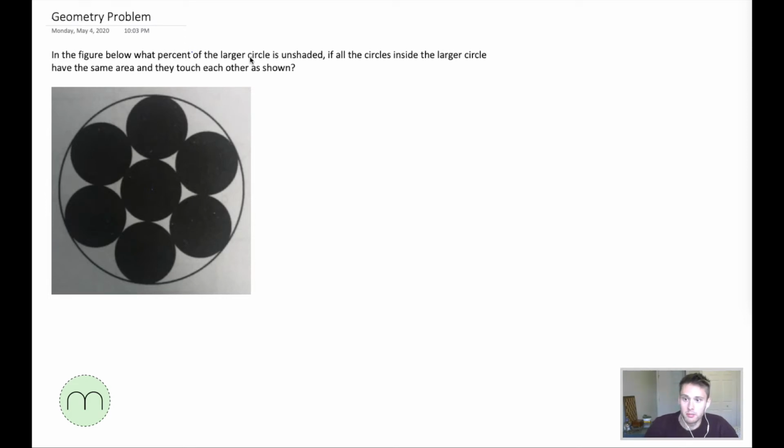So when I look at this problem, I would like to first define what we're looking for. We're looking for the percent of the larger circle that is unshaded, right? So I'm going to write that this is equal to the unshaded area divided by the total area of the large circle. I'm going to assume that the large circle has the radius of capital R.